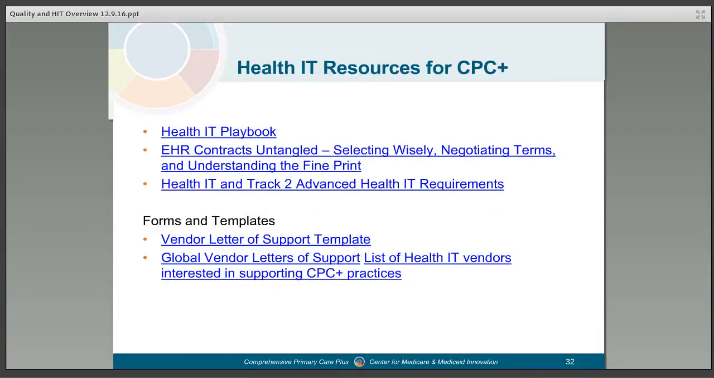And finally, we have a list of useful health IT resources for CPC Plus practices. There is a health IT playbook put out by our colleagues at the Office of the National Coordinator for Health IT. There is a white paper on EHR contracts. There is the list of all of our health IT and Track 2 advanced health IT requirements. And finally, we have forms and templates. For example, the vendor letter of support and the list of current global vendor letters of support of health IT vendors that have already said that they want to support CPC Plus practices. So we encourage you to check out all of these resources.